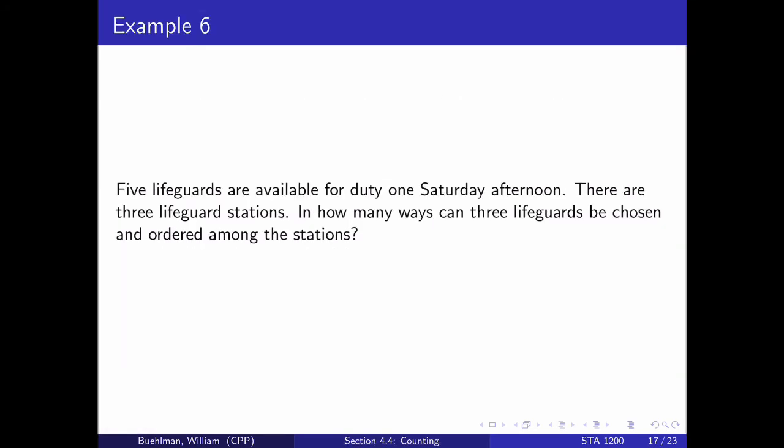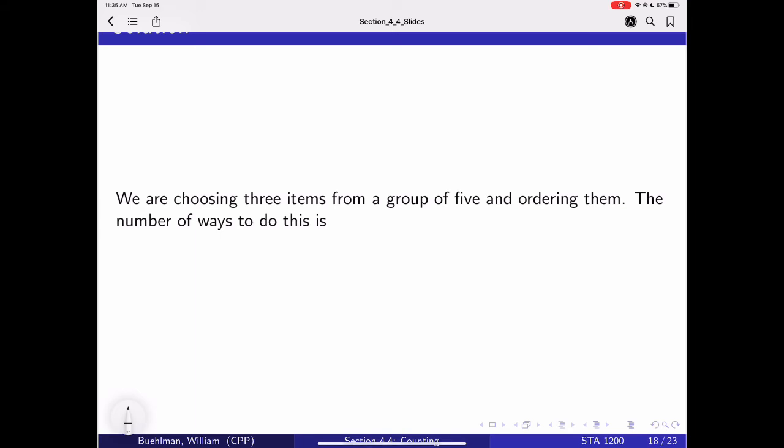Example 6. 5 lifeguards are available for duty one Saturday afternoon. There are 3 lifeguard stations. In how many ways can 3 lifeguards be chosen and ordered among the stations? We are choosing 3 items from a group of 5 and ordering them.